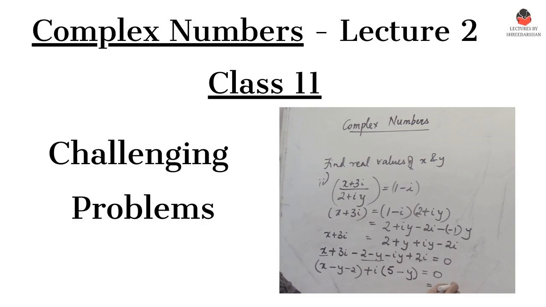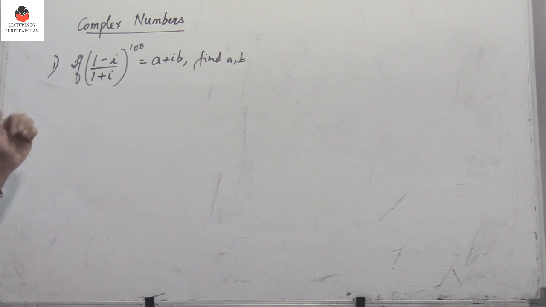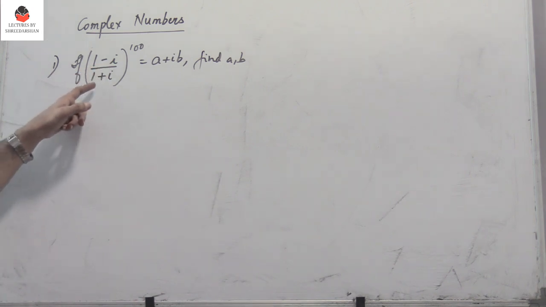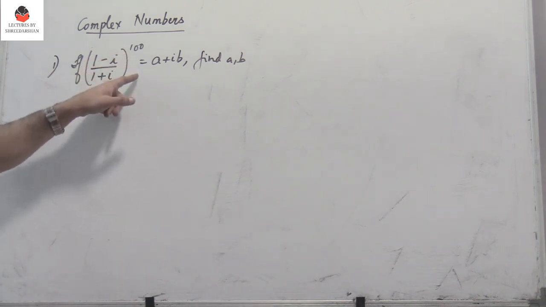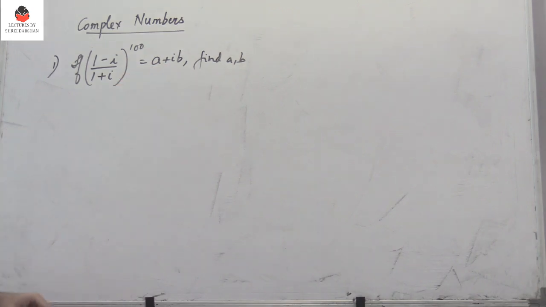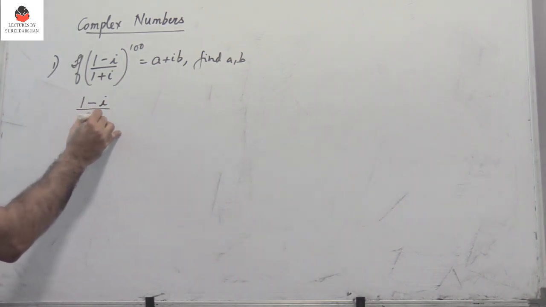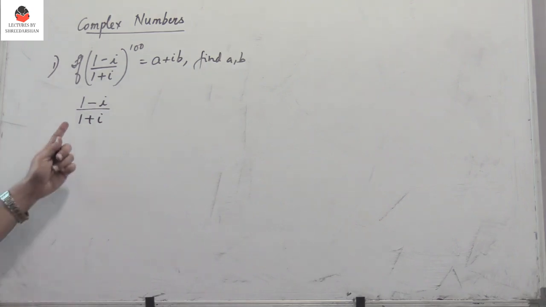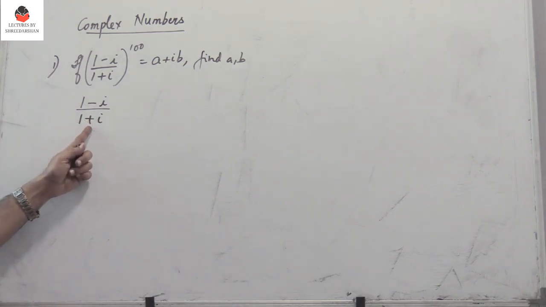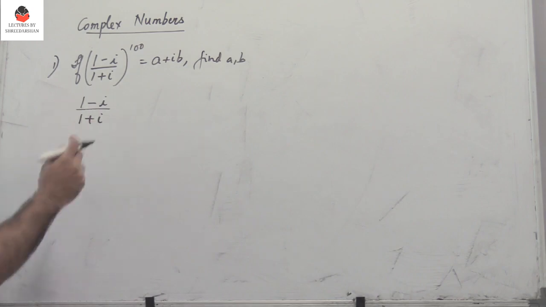Hello students, in this video let us solve a few challenging problems from the chapter complex numbers. The question: if ((1 minus i) by (1 plus i)) power 100 equals a plus ib, we need to find a and b. So in order to find a plus ib, let me consider (1 minus i) divided by (1 plus i). Now what is the conjugate of the denominator?